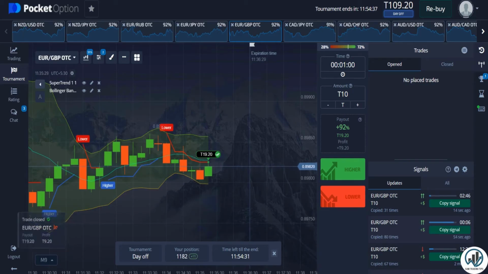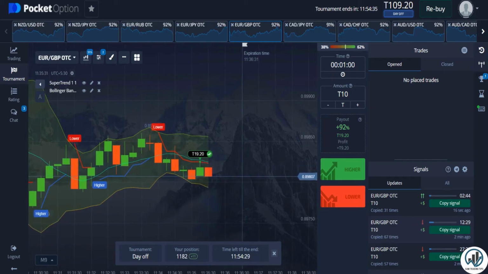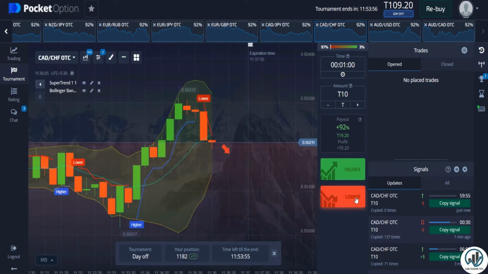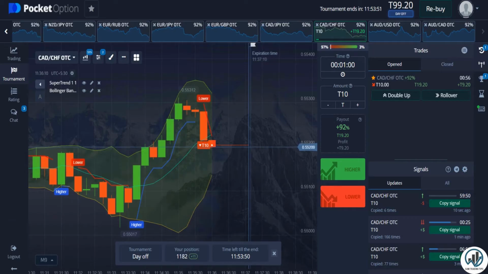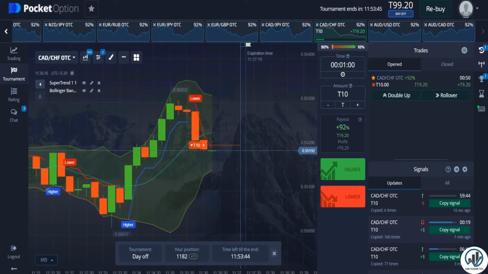Here we have won this trade. So let's wait till we get another perfect trade setup. Here is a perfect sell trade setup as per our trading rules, because here the candle touches the upper Bollinger Bands line and after that Supertrend sell signals are received. So let's now see whether this trade gives us profit or loss.